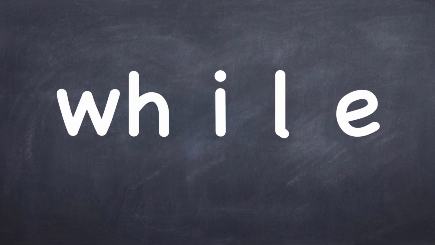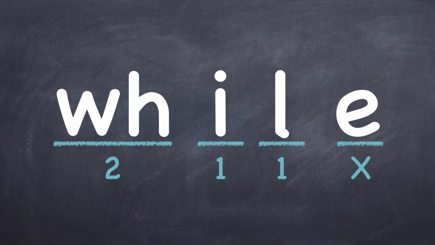Next word, while. So while uses a digraph at the very beginning, w, which is WH. So WH will be notated by a line with a number 2 for the 2 letters that make up that one sound, w. Then we have I, l, and again, the silent E at the end, which is notated by the line and the X underneath.